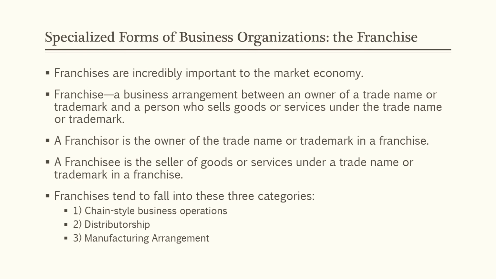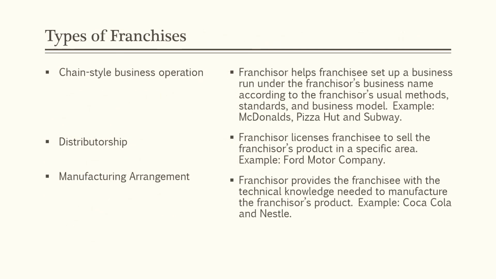Franchises tend to fall into these three categories: chain-style business operations, a distributorship, or a manufacturing arrangement. In a chain-style business operation, the franchisor helps the franchisee set up a business run under the franchisor's business name according to the franchisor's usual methods, standards, and business models. For example, McDonald's, Pizza Hut, and Subway are all examples of chain-style business operation franchises.